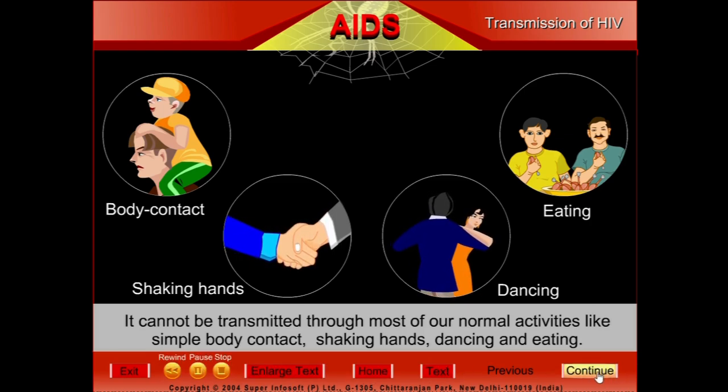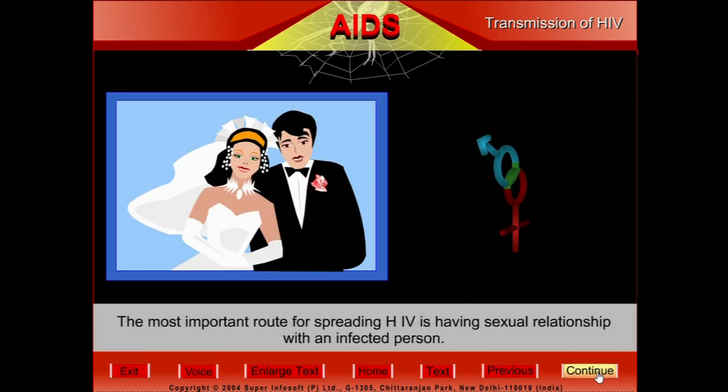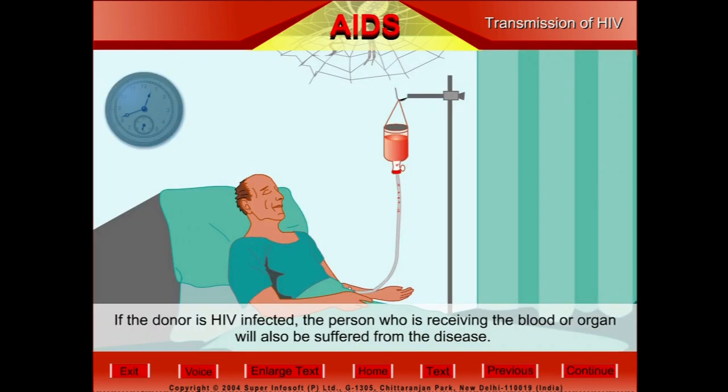Transmission of HIV. HIV is transmitted blood to blood. HIV is successfully transmitted through the transfusing of blood or blood products.